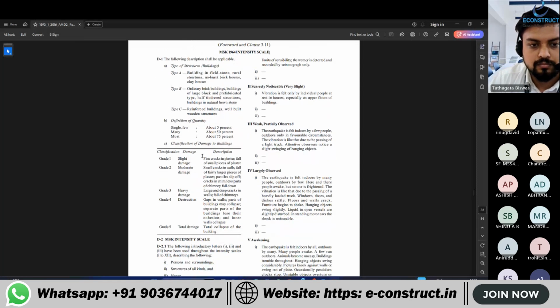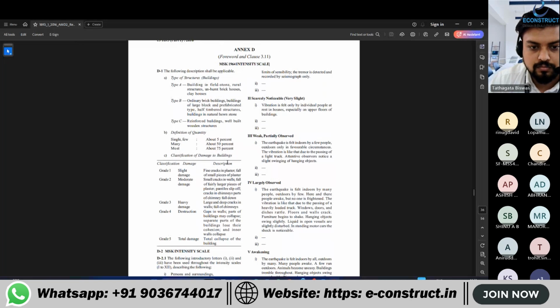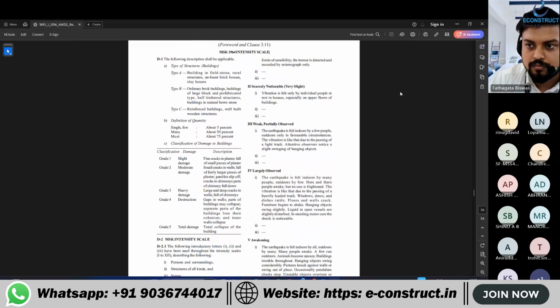And B, definition of quantity. Single and few is about 5%. If it's many, about 50%, and most about 75%. Classifications of damage to buildings.